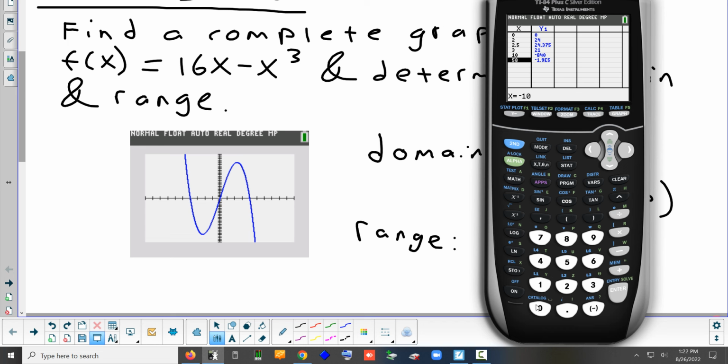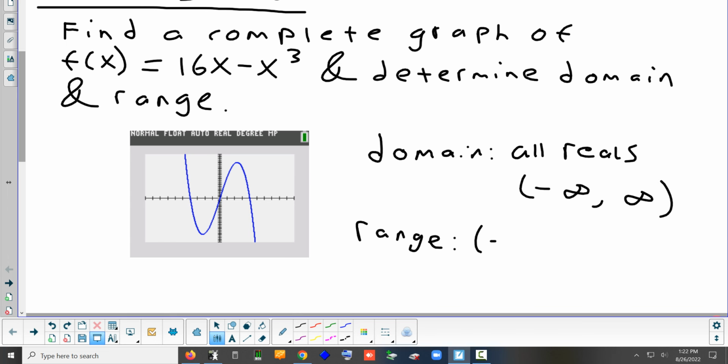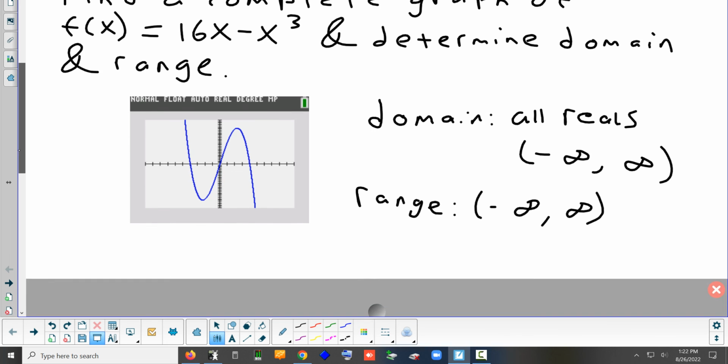This graph is going to go way up. It's at positive 840. It's symmetrical. Right, so this range is also all real numbers. It goes up and down forever, and it does go left and right forever. Any question on that?